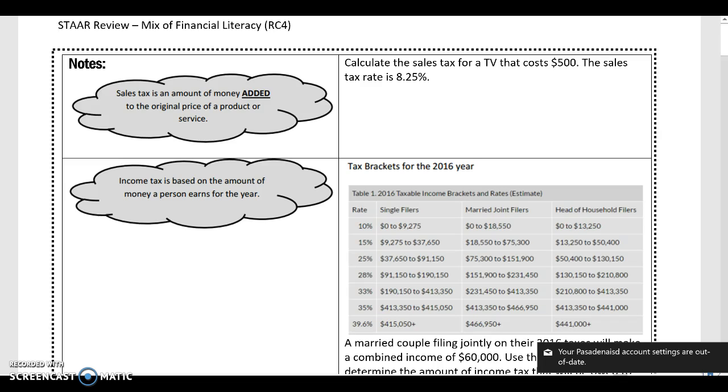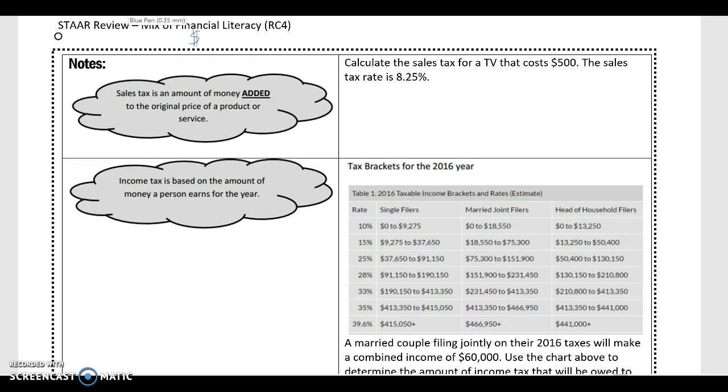All right, so let's go ahead and get started. Today we're doing financial literacy. So financial literacy means we're talking about money. And we do have a lot of notes today, so I'm going to try to make them as quick as possible, and we're going to have to skip around a little bit.